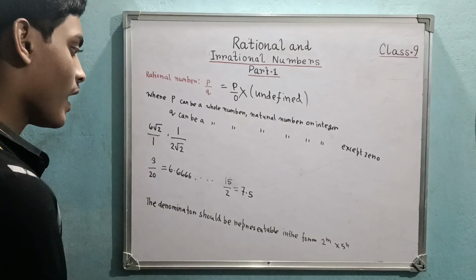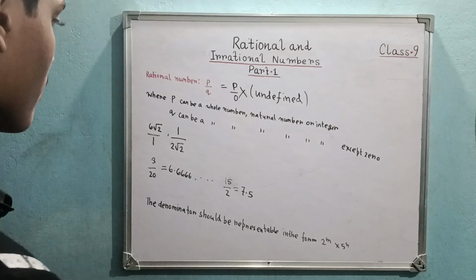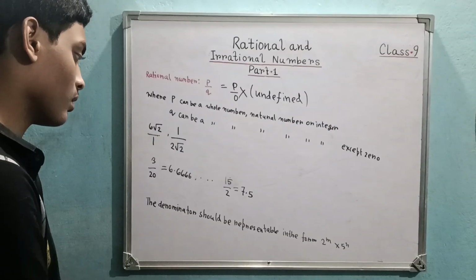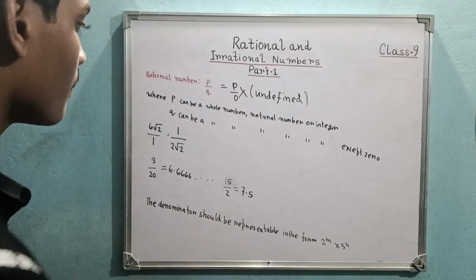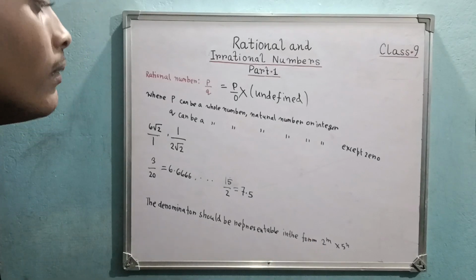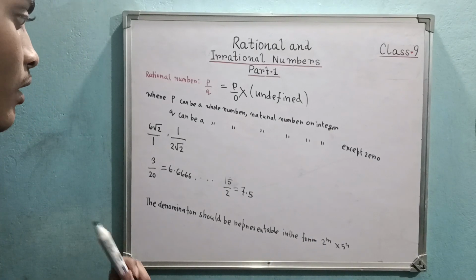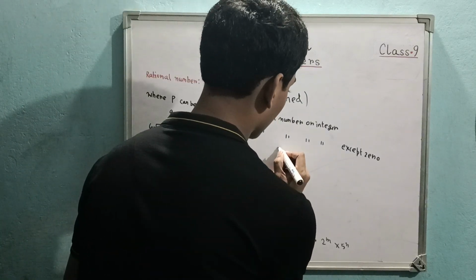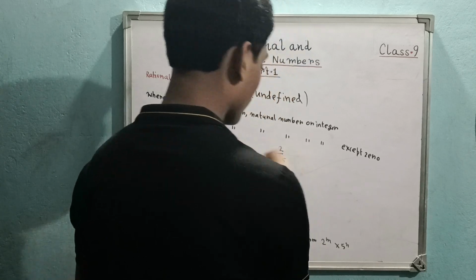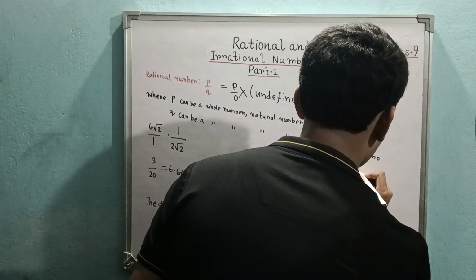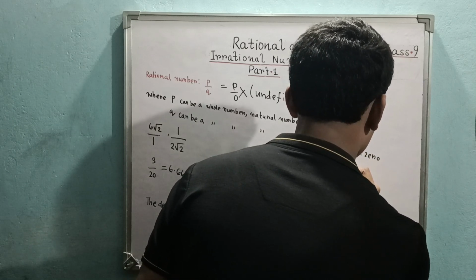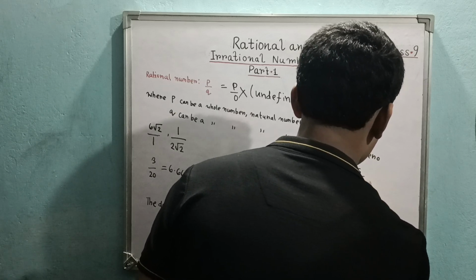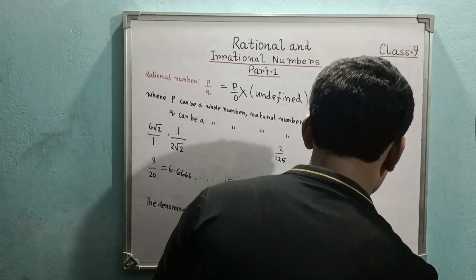And to see if a number is a terminating decimal or not, the condition is that the denominator of the rational number should be representable in the form of 2 to the power m into 5 to the power n. Suppose one question, 2 by 125. You have to consider the denominator. So what if we factorize 125? Divided by 5 it is 25, by 5 it is 5, by 5 it is 1. That means 5 cube.